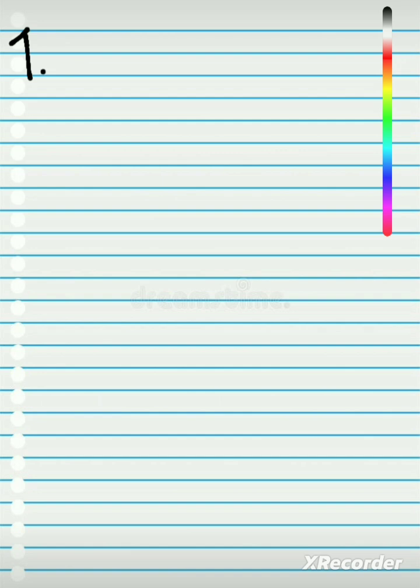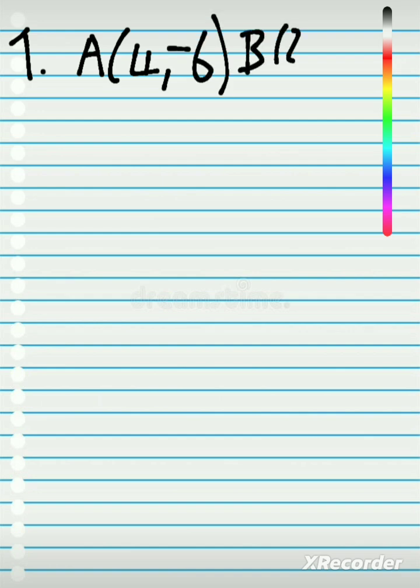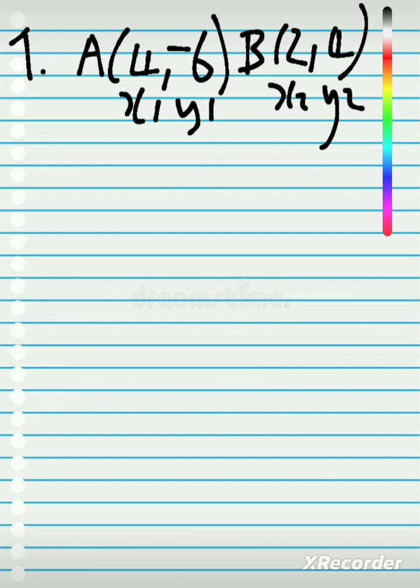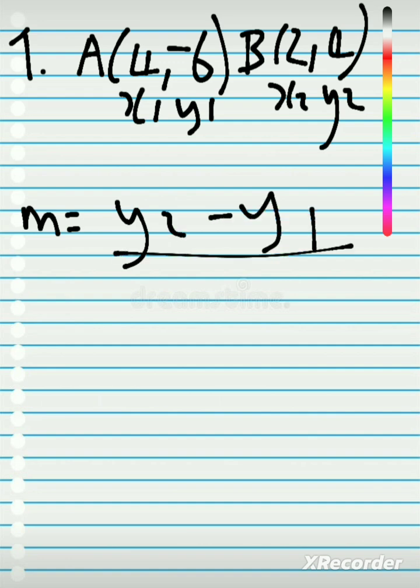So question 1 says we have been given point A, which is (4, -6), and point B, which is (2, 4). Okay, so this we can call x1, this one y1, this one x2, and this one y2. They want us to find the gradient. The formula is y2 minus y1 over x2 minus x1.